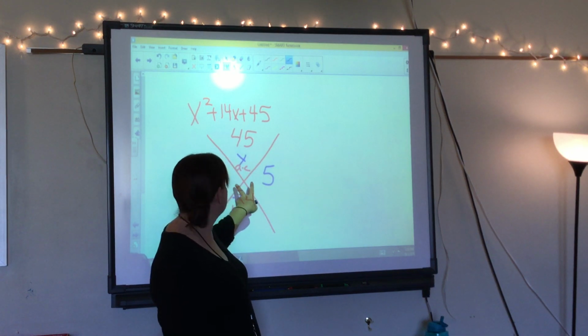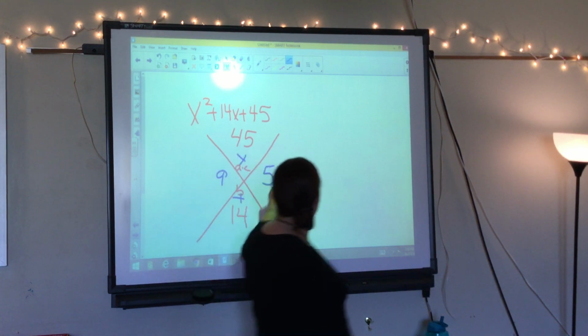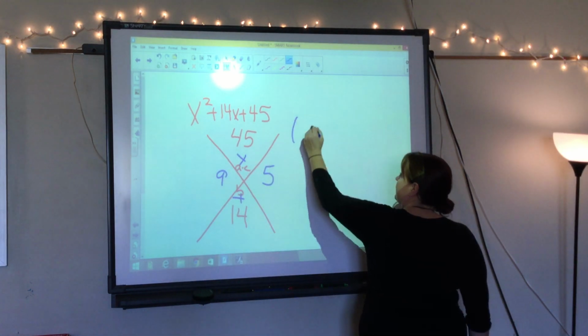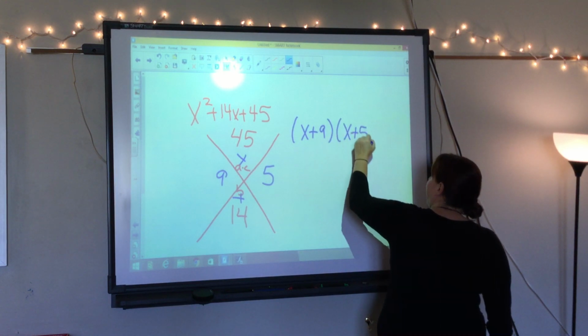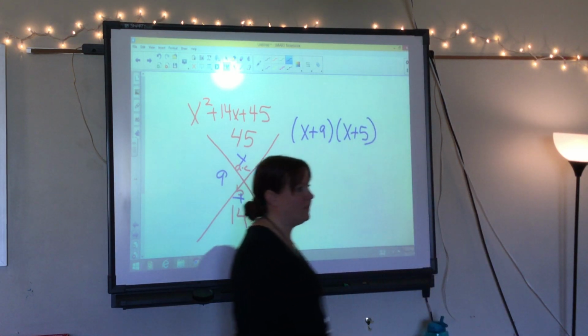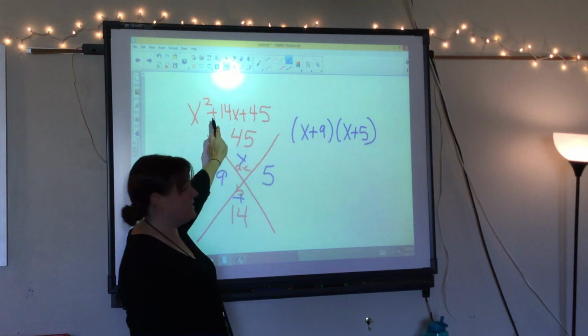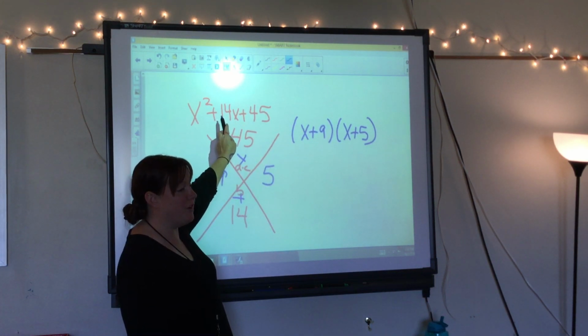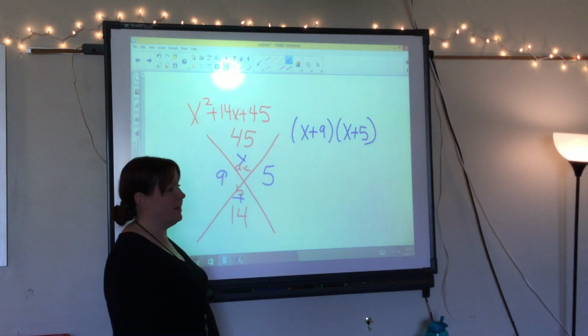So we have these two numbers. We know they're going to multiply to 45, and we know they're going to add to 14. So then I write them as a factor like this: x plus 9, x plus 5. So this times this is the same as this. If I multiplied these out in that FOIL or box method that we learned, I would get to here.